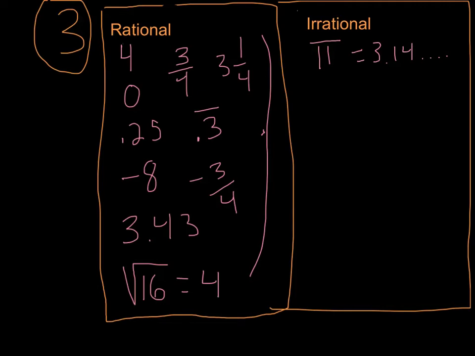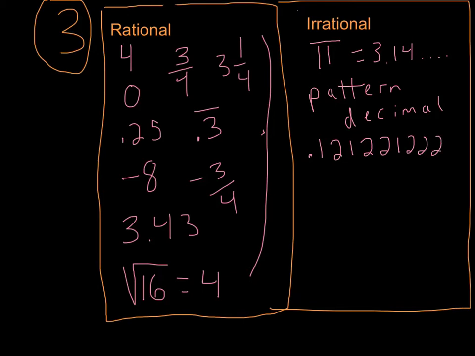The second type of irrational is a pattern decimal. A pattern decimal starts off like this: 0.1, 2, 1, 2, 2, 1, 2, 2, 2, and the 3 dots means it keeps on going. As you can see, this isn't going to repeat because first there's 1, 2, then there's 2 2's, and then there's 3 2's. So the pattern decimal is never going to repeat. It's just going to keep on going, and you can't write that as a fraction either. So that's the second type.